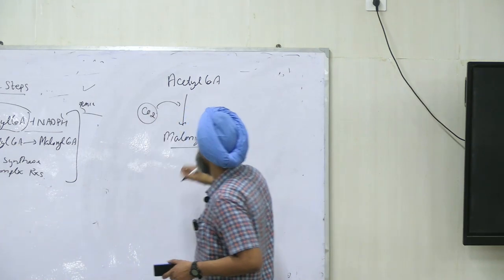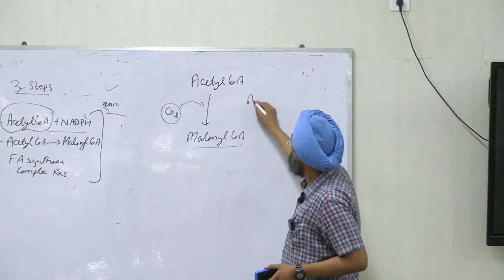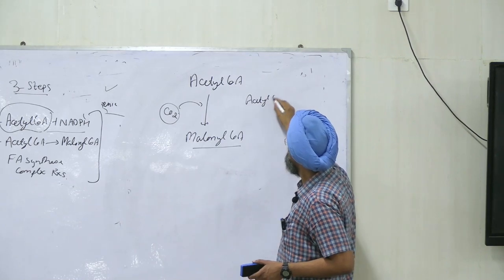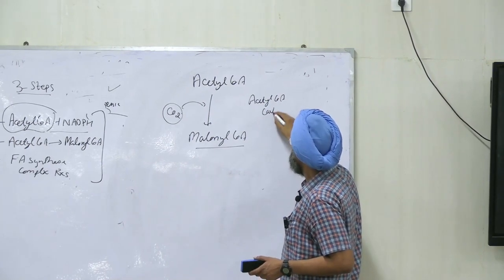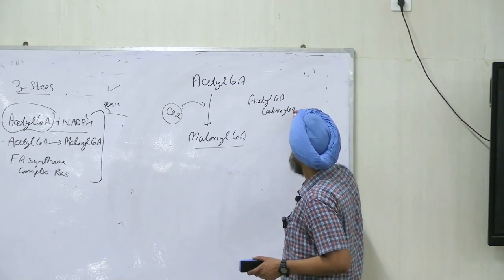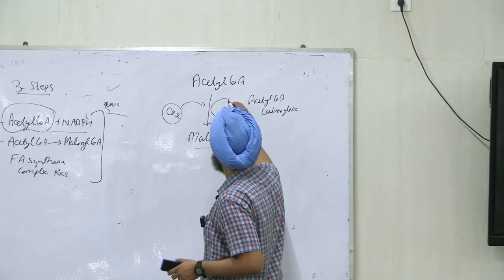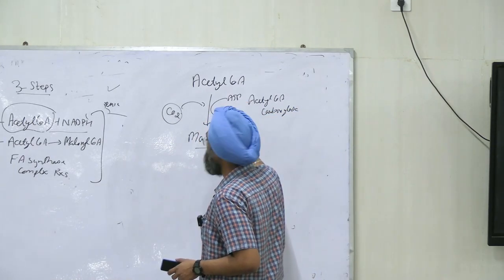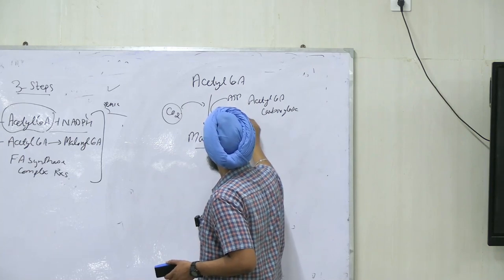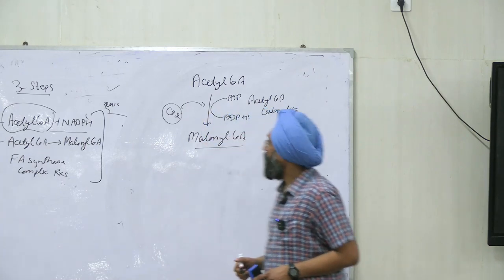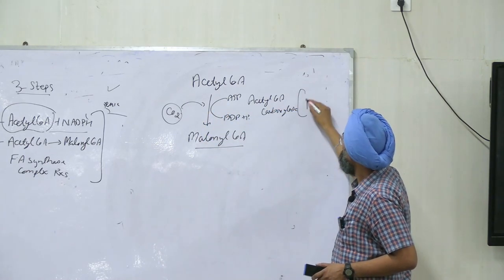Carbon dioxide. Enzyme is acetyl-CoA carboxylase, and ATP is used during this reaction. ATP is converted to ADP and phosphate. And this reaction requires biotin.